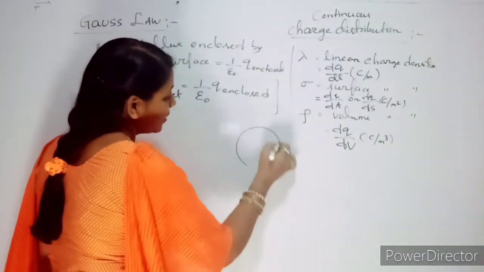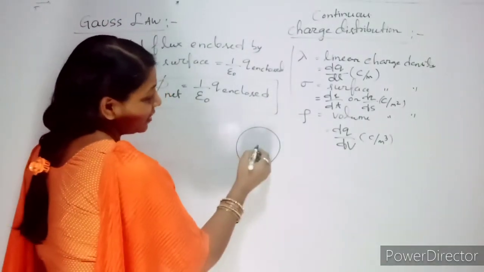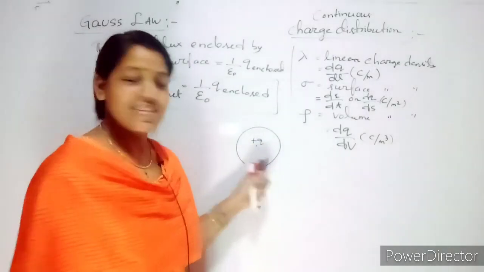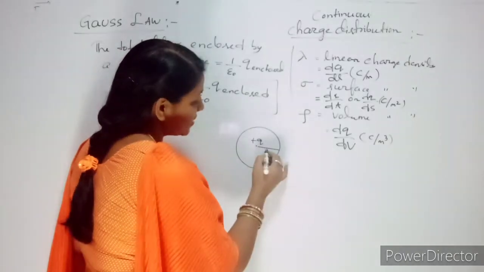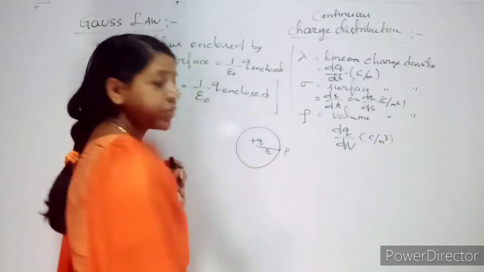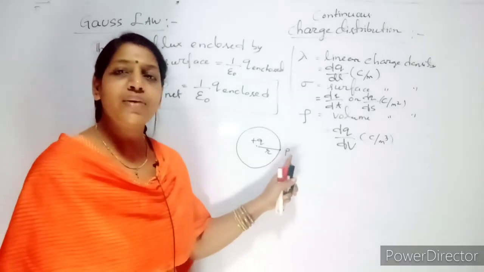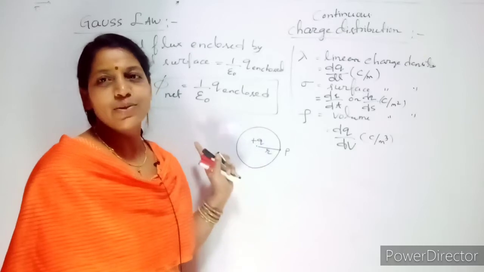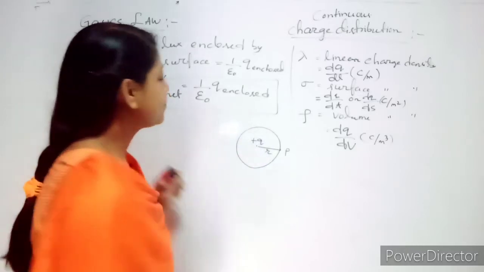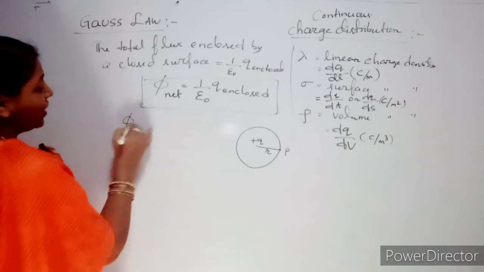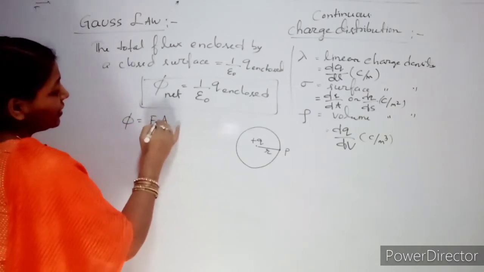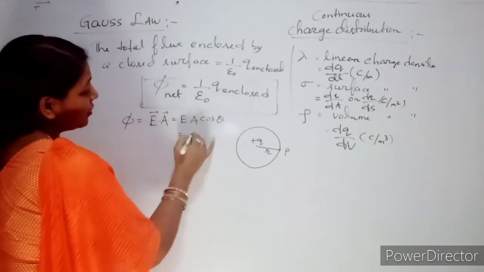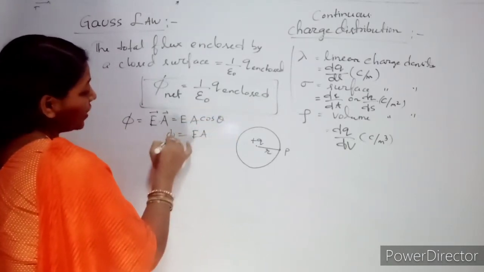Imagine that this is a sphere and there is a point charge Q enclosed at its center. At a distance r from it is the point P. We want to find out the electric field at this point due to this charge. It is very easy by using the Gauss law. Now see, what we know, flux is E dot A, or EA cos theta, and when theta is 0, cos theta becomes 1, so phi equals EA.